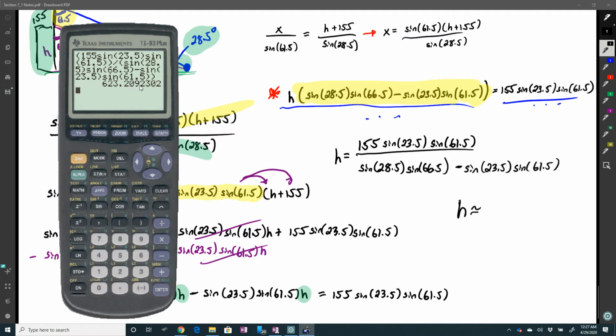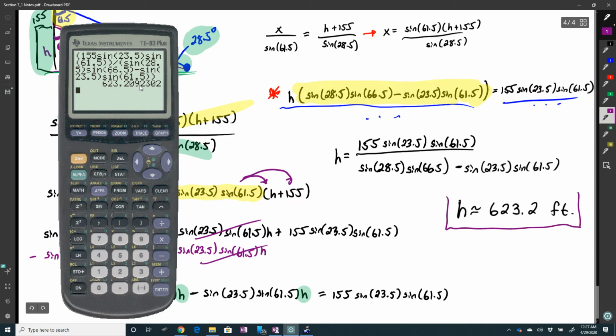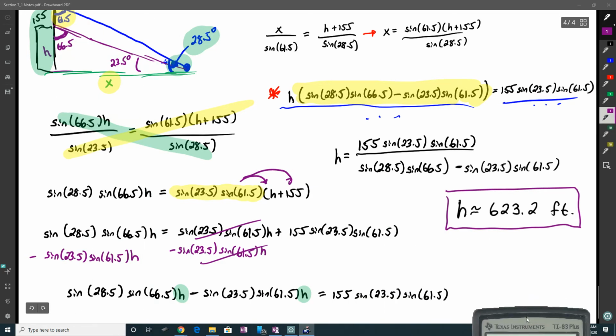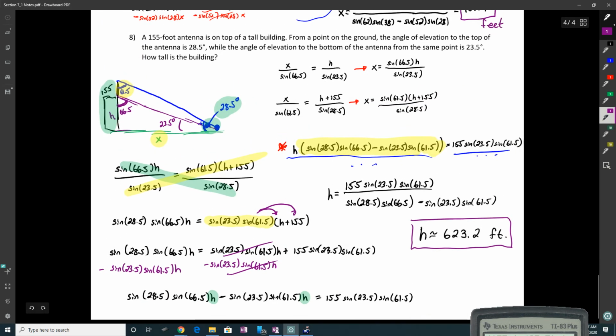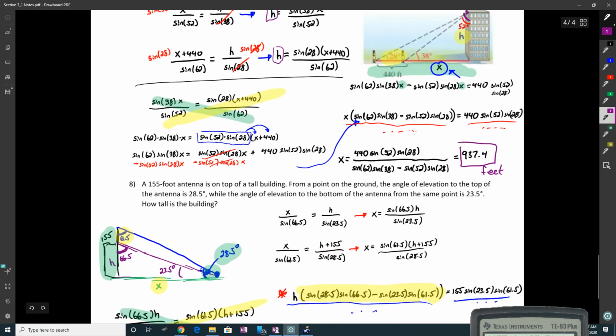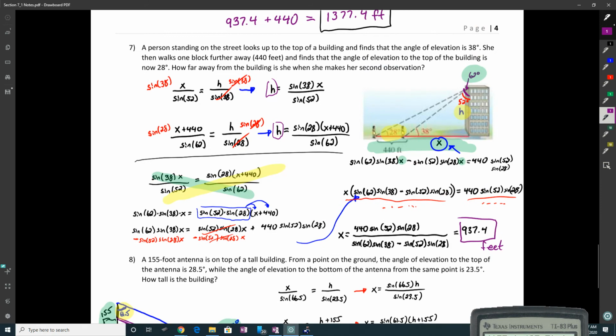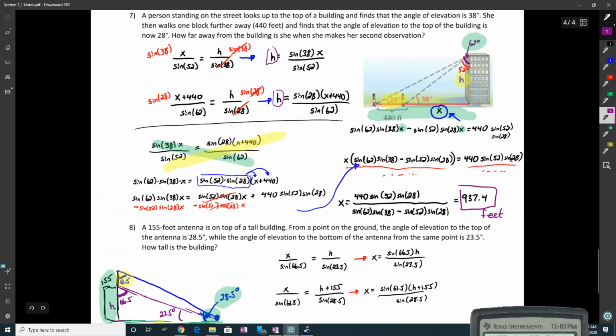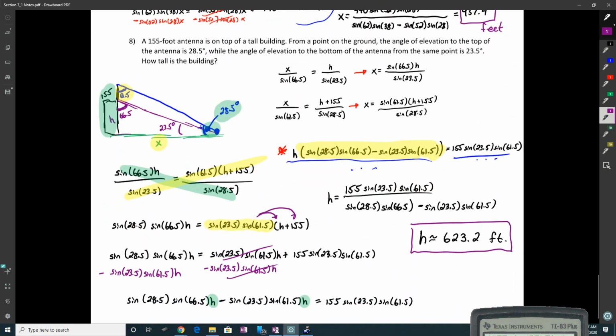So the height is 623.2. If they say round to the nearest foot, then it would be 623. All right, so there you go. And notice it's very similar to what we did in the problem before. In the problem before, we were solving for x. In this problem, same idea, except we're solving for h.